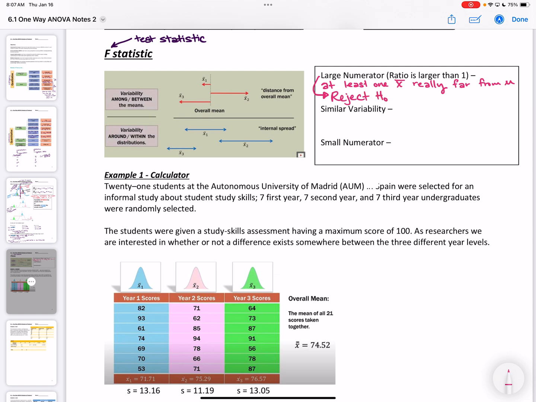okay? So when the means are drastically different, you're getting a larger numerator, which is going to give you a number bigger than 1 because it's bigger in the top, okay? So if there's a big difference in your means, then you're going to reject, okay? So if F is a big number, that's because there's a big difference between your means, which means we're going to reject, okay? That's just a way to try to help you remember. So if there's similar variability, you're going to get a smaller test statistic and you're going to fail to reject the null.